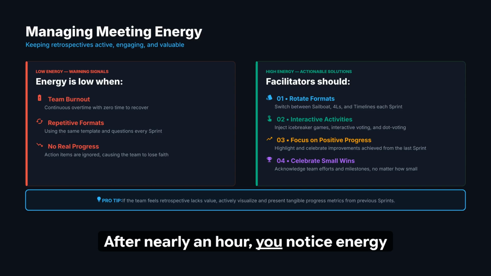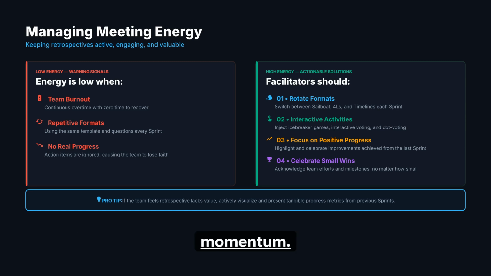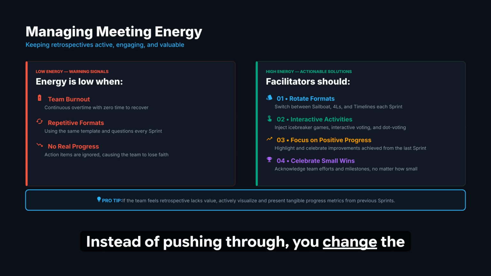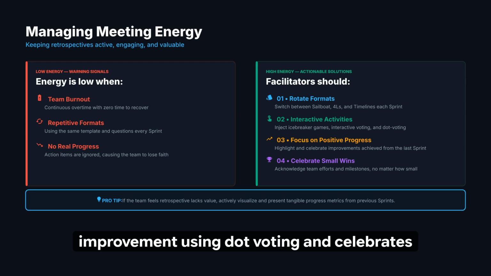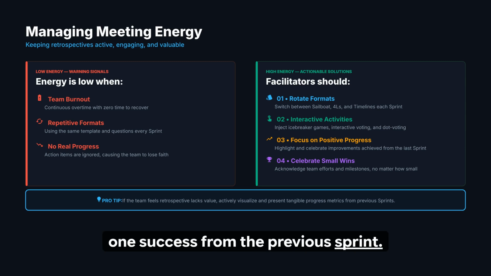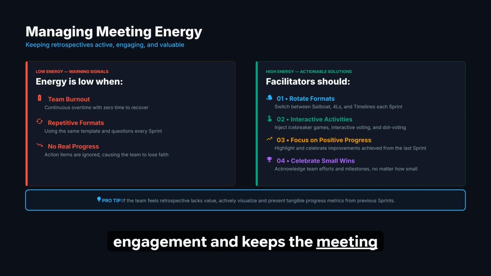After nearly an hour, you notice energy dropping. People become quieter, and discussions lose momentum. Instead of pushing through, you change the activity. The team votes on the most important improvement using dot voting and celebrates one success from the previous sprint. A small change in facilitation quickly restores engagement and keeps the meeting productive.